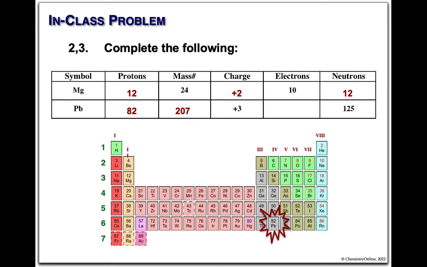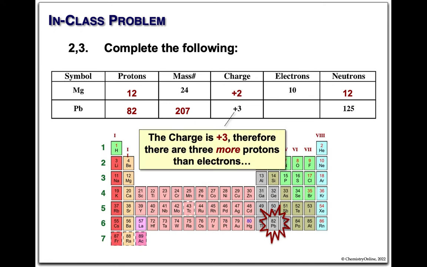Finally, the number of electrons. We are told that the charge is plus 3. We have 3 more positives than negatives. The protons are the positives, so we must have 3 less electrons. 82 minus 3, 79.